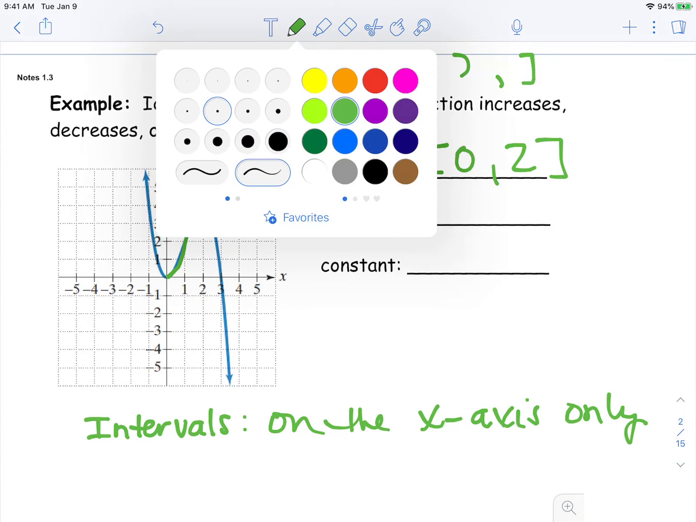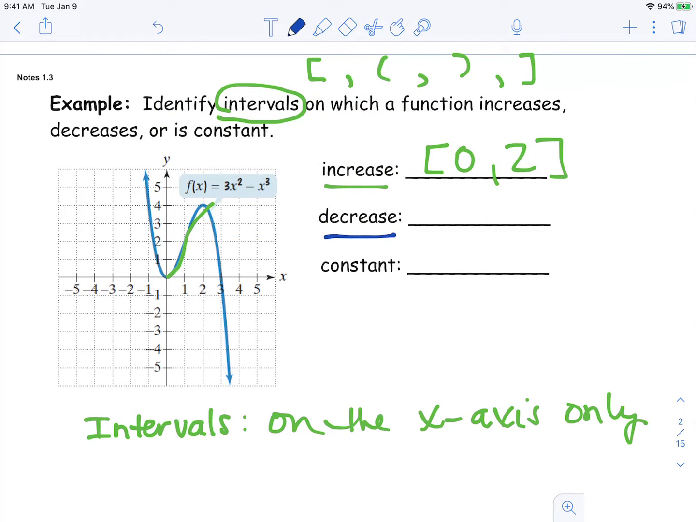All right, the next one is, where is it decreasing? So where do we see that decrease? There's a negative slope there and a negative slope there. So I'm going to put little arrows in those blue pieces. So let's talk about this piece first. It's decreasing from negative infinity to 0.